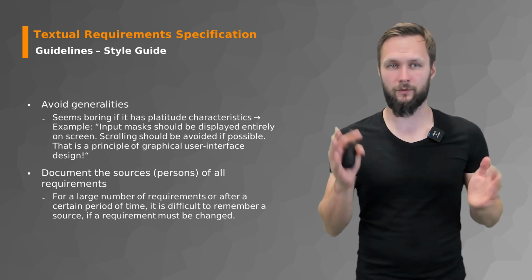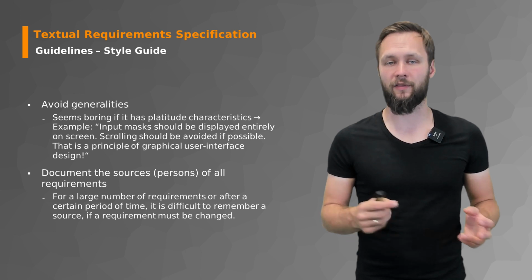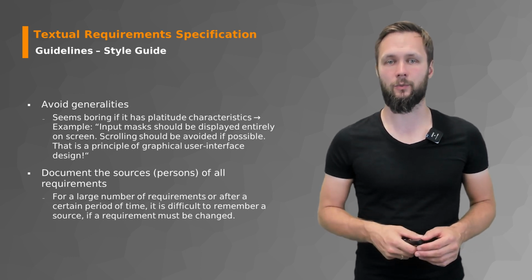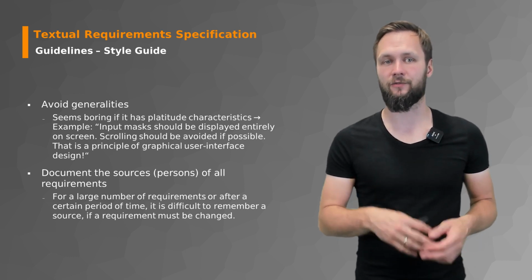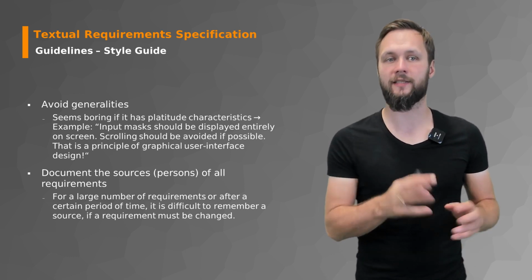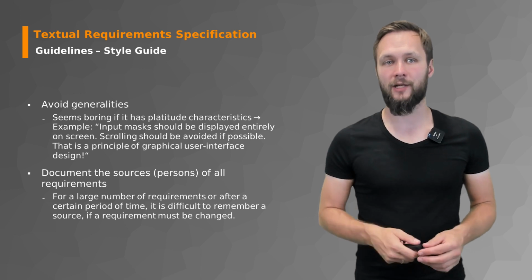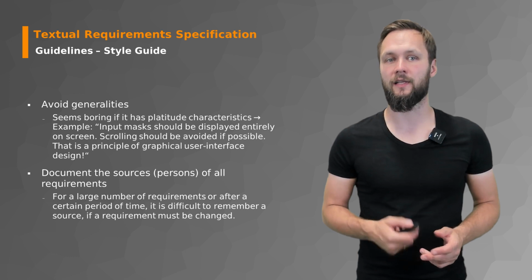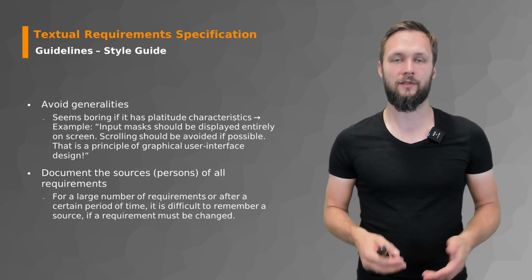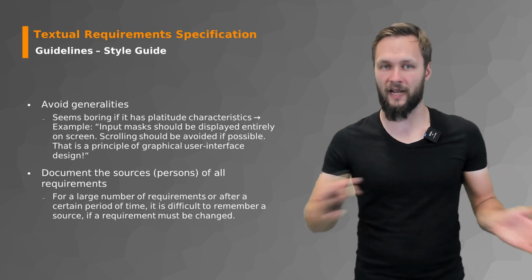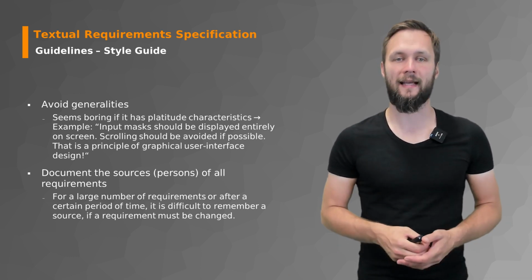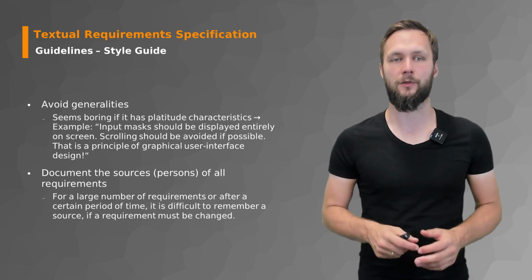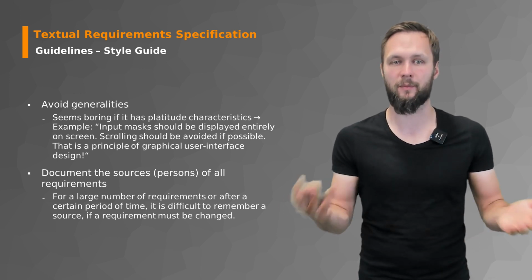Sources could be persons or documents for all the requirements. I think we covered that before, and also when we talk about traceability, we'll get back to this. But in the elicitation phase, you had to check where your requirements came from. For a large number of requirements or after a certain period of time, it is difficult to remember a source if the requirements must be changed. So that is either over a time period or in large and complex projects. You usually do not have a single person who remembers and knows everything, especially if over a period of time people change.